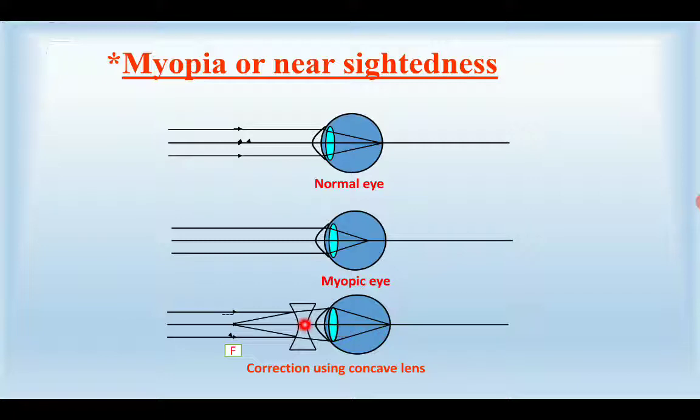So we are producing a virtual image of the real object at this position. This virtual image acts as the secondary object for this eye and the image is formed at the retina. So in this manner, with the help of a concave lens, we are getting the object image at the retina. Hence myopia is corrected by using the concave lens. So this is a simple derivation for the correction of myopia.